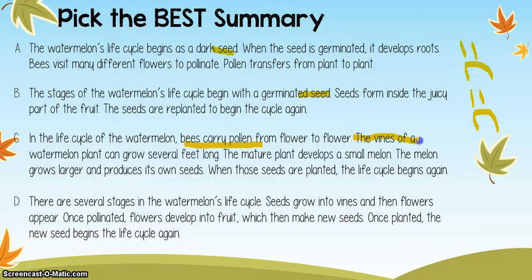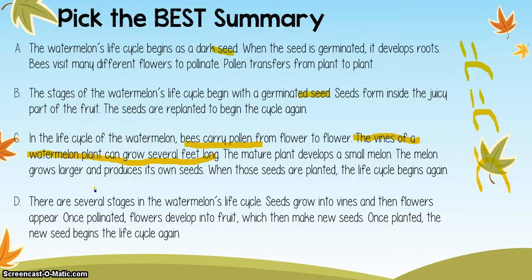Additionally, this phrase right here, the vines of a watermelon plant can grow several feet long, seems like a distracting detail. It doesn't have anything to do really with the cycle because it's just talking about how long the vines are. So overall, because of the distracting details and the fact that it's missing a part, this is a bad summary.